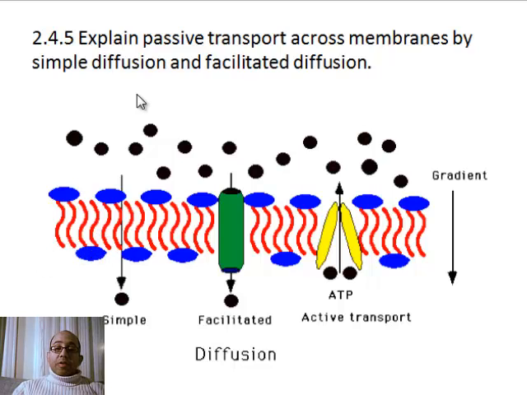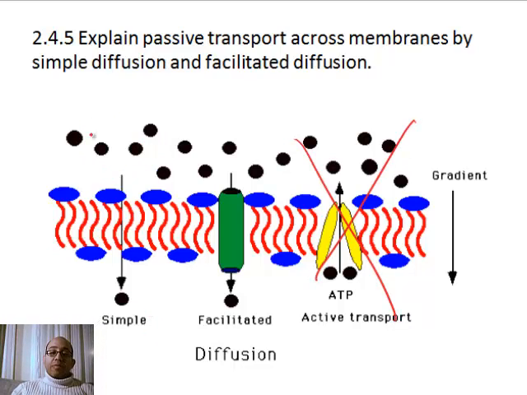In this picture, it explains passive transport across membranes by simple diffusion and facilitated diffusion. Just ignore this part over here for now. So simple diffusion is, you can see that the particles move from high concentration to low concentration, and it doesn't require any proteins. However, if you're using a transmembrane protein or an integral protein, and it flows from high concentration to low concentration, that's called facilitated diffusion. So facilitated diffusion uses proteins.